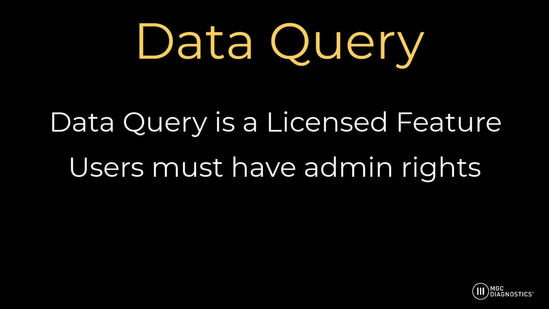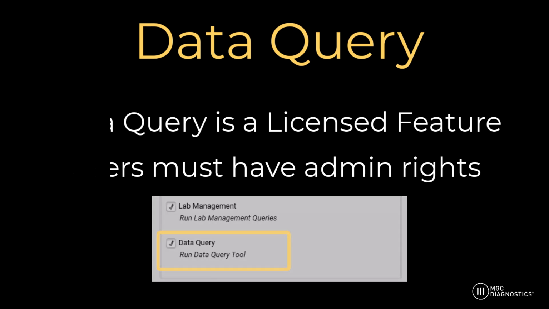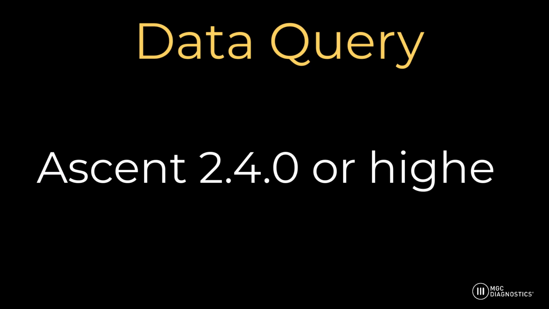Users must have admin rights to access this feature or be given access by an administrator of the Ascent software. To verify access rights, go to the admin menu. Open the user role for a particular user and ensure the checkbox is marked for Data Query. Data Query is only available in Ascent version 2.4.0 or higher.